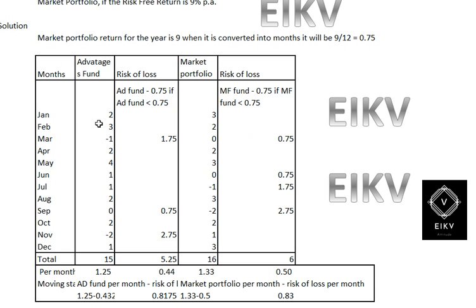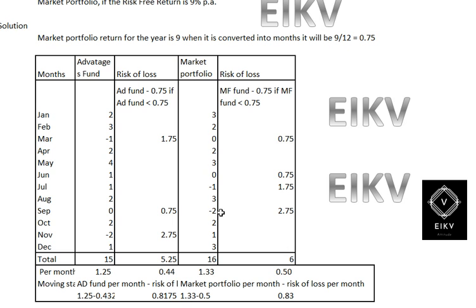When it comes to the month of March, for the market portfolio, the return is 0. Therefore 0 minus 0.75, there is a loss of 0.75. After that, in the month of June, there is no return for the market, therefore 0 minus 0.75 will give you 0.75 as risk of loss. And in July also we have a problem, because the return is -1. So -1 minus 0.75 is again a risk of loss of 1.75.